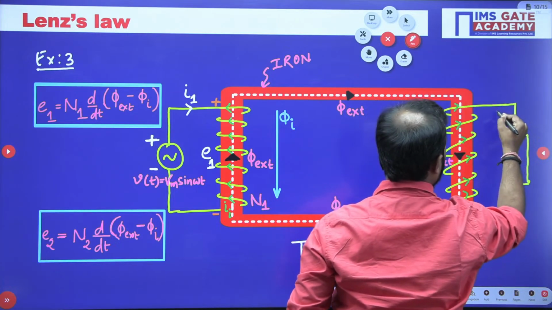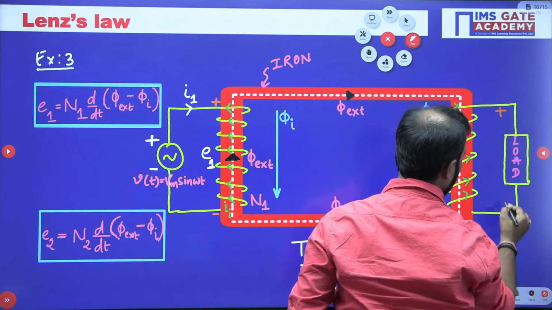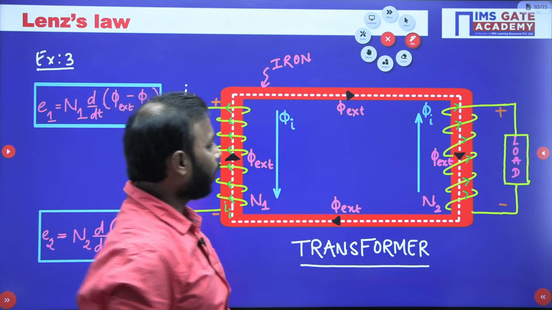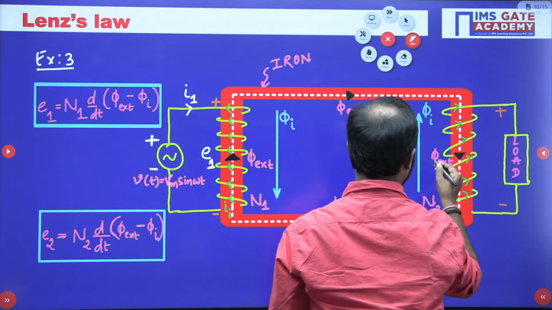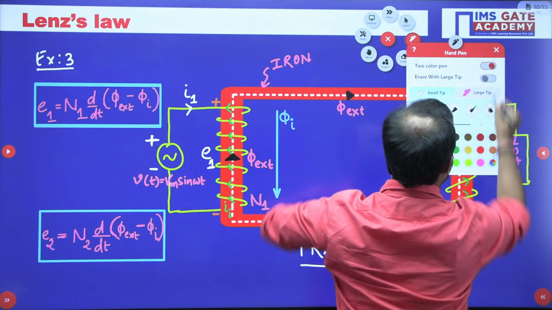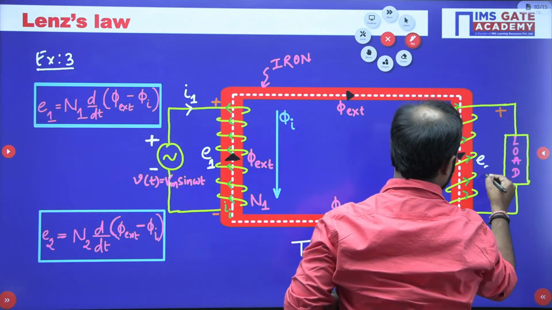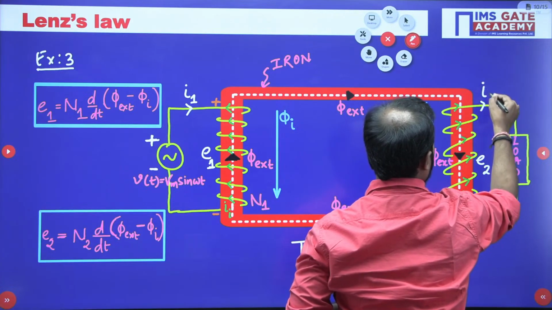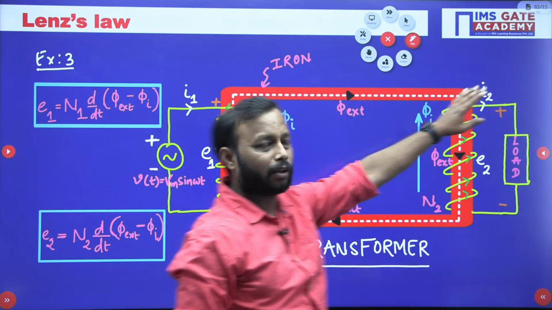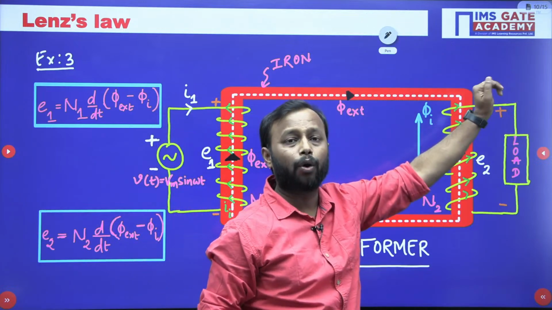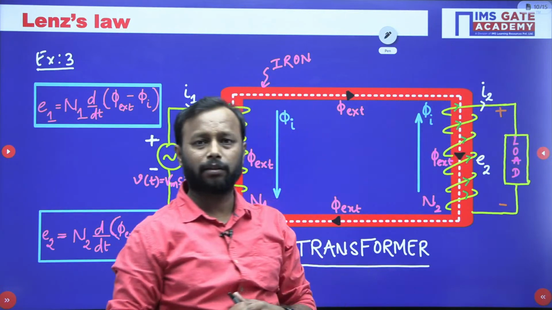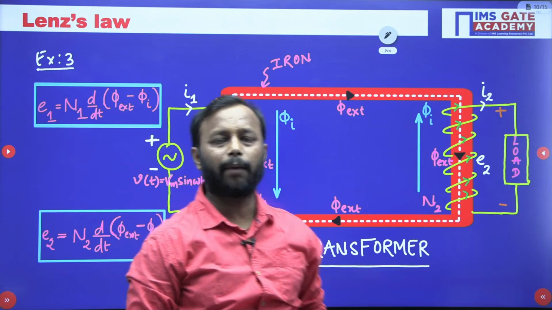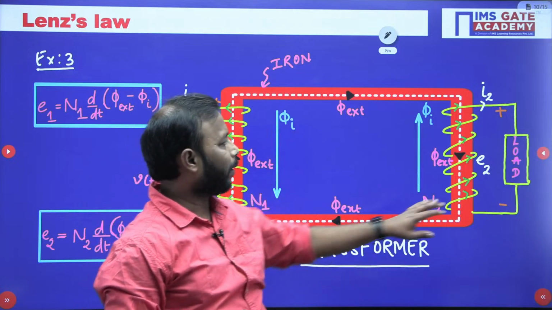So it will be positive and it will be negative like this. Am I clear? So EMF here will be E2, and let me take that current is I2. So this I2 current is nothing but your induced current, which is nothing but your load current in this case. Am I clear? Any doubt in this? Am I clear?